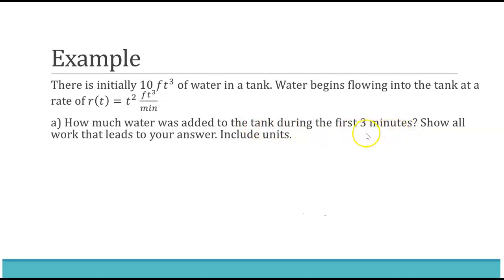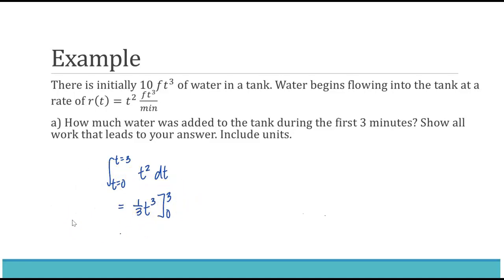So this question is asking us about the net change. How much water was added to the tank during the first 3 minutes? So the time interval here is from 0 to 3 minutes. We're going to set up our net change integral as the integral from time 0 to time 3 of our rate function. So we can see it says rate, but we can also see the units are a rate, feet cubed per minute. So we're going to be integrating just t squared dt. And so the antiderivative of t squared is nice. It's t cubed over 3, or 1/3 t cubed, evaluated from 0 to 3.